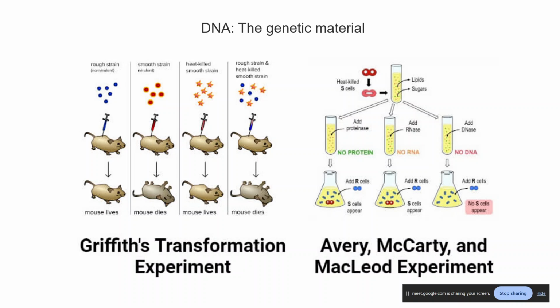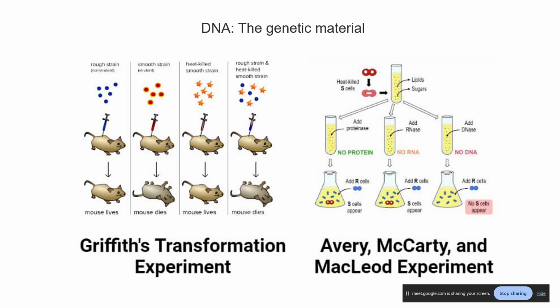Heat-killed smooth strain on its own, the mouse is surviving. Rough strain on its own, it's non-virulent, the mouse is surviving. Why is it that when you mix these two things, the mouse is dying? So something in this heat-killed smooth strain must have got into the rough strain and caused it to change or transform and cause the mouse to die. So something made this non-virulent strain virulent to some degree such that this mouse would die. So this was Griffith's transformation experiment, and a lot of people got very interested by this.